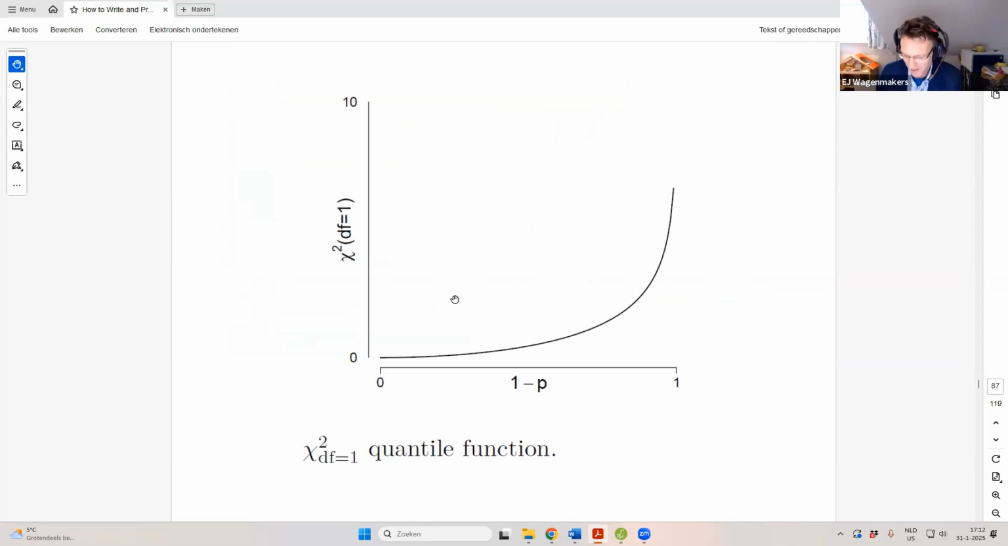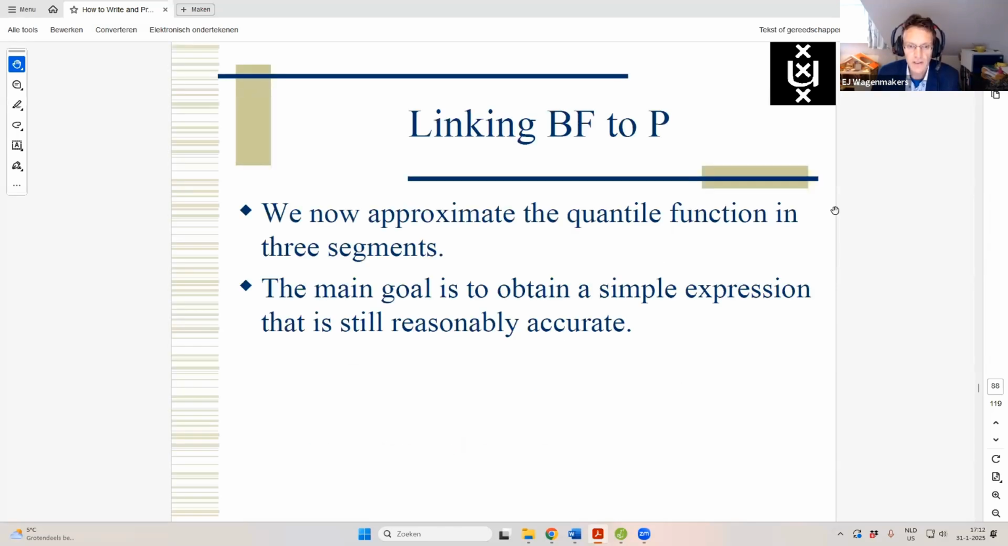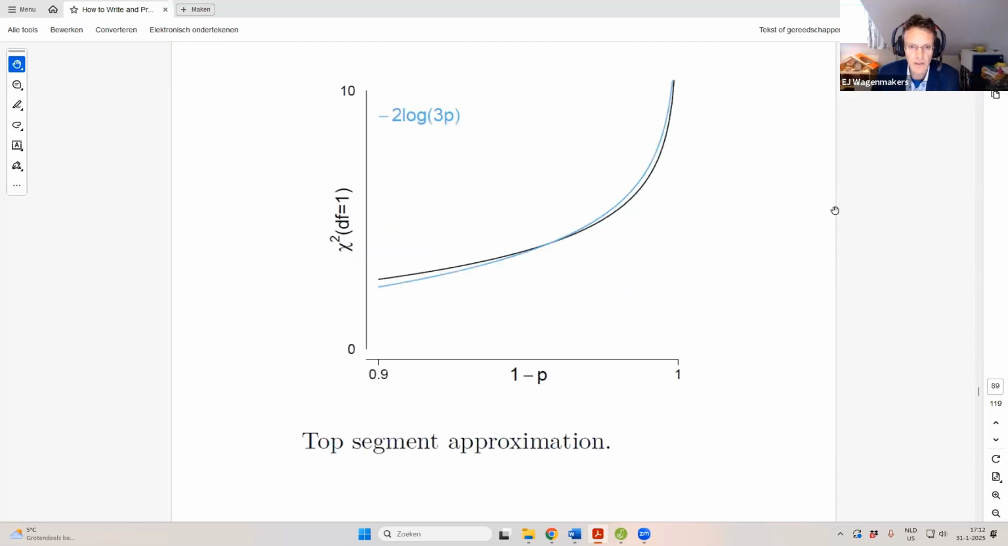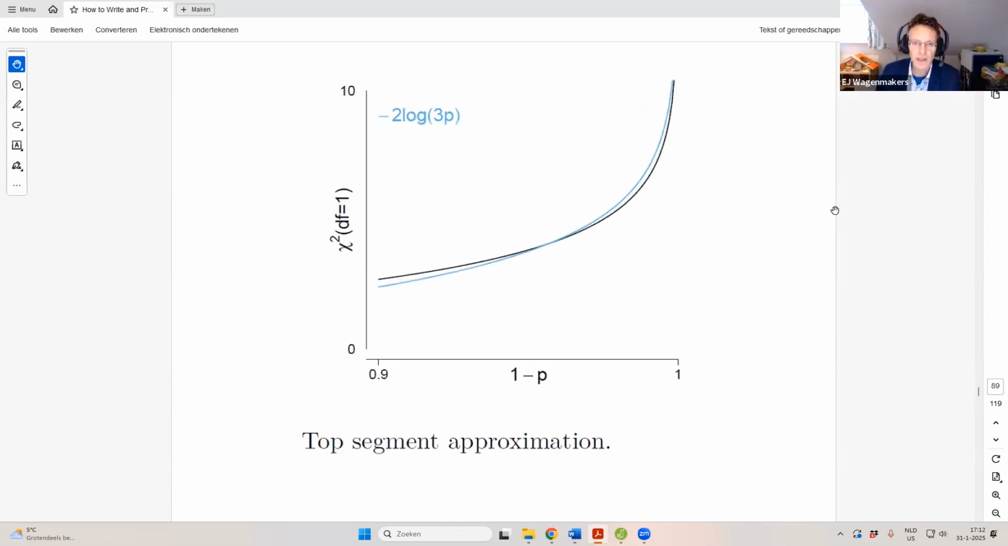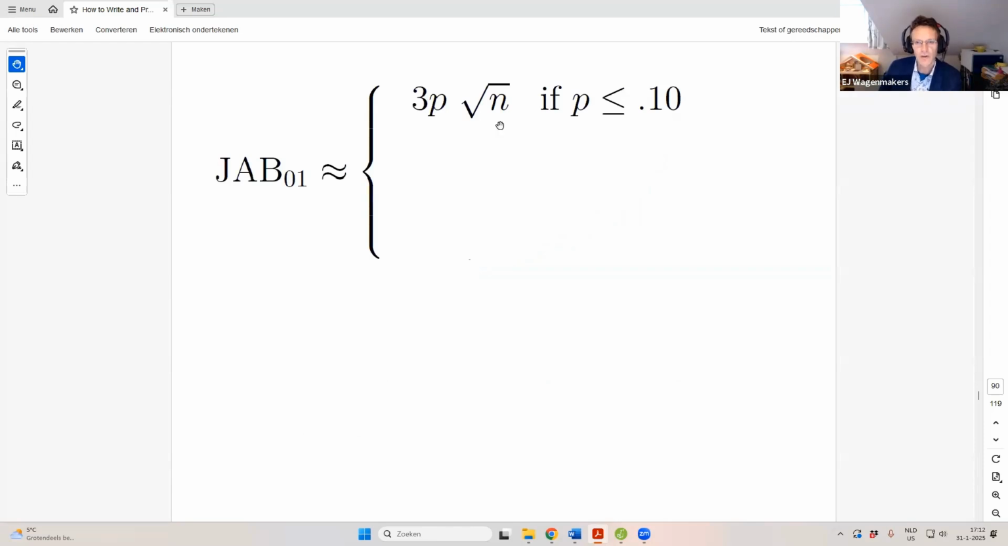So I tinkered for a while, and the only way I could get it to work was to do a 3-segment approximation. This ensures that we have a relatively simple expression. For the part where the p-value is smaller than 0.10, I approximate it in this way, and when we slot that approximation into the equation, a note, by the way, that I'm using a log here, and that equation before had an exponent, so they drop out against one another. That gives us a very simple relationship. If your p-value is smaller than 0.10, you can get an approximate Bayes factor by simply doing 3p square root n.